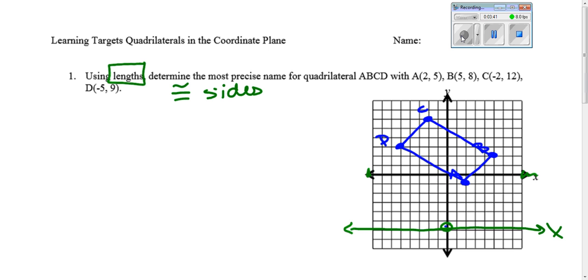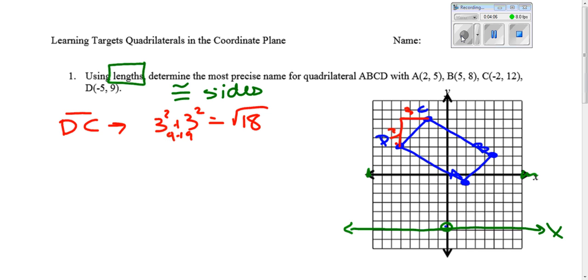All right, so if we're going to prove parallelogram first, we need 2 pairs of opposite sides are congruent. So I'm going to do DC and AB first because they're the opposites. So the length of DC, I'm going to go up and over. It's up 1, 2, 3, over 3. So that means it's going to be 3 squared plus 3 squared, which is 9 plus 9. So it's the square root of 18.